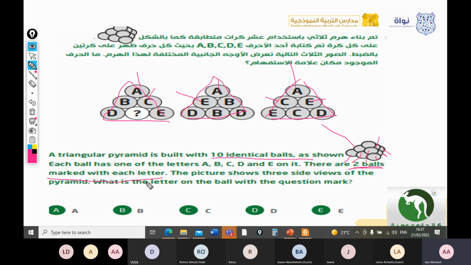Two balls marked with the same letter. Each two balls were marked with the same letter. If you stop, I will tell you.